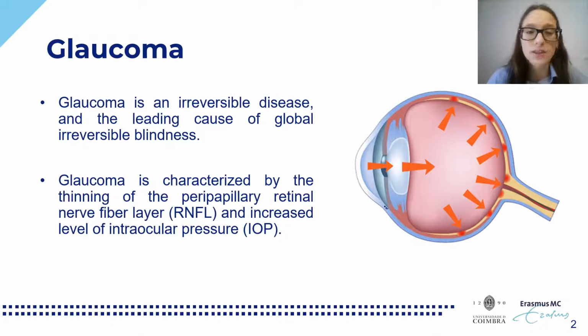The main characteristics of glaucoma are the thinning of the peripapillary retinal nerve fiber layer and the increase of intraocular pressure that is also linked to a retinal ganglion cell loss. So nowadays clinicians rely mainly on the retinal nerve fiber layer thickness and visual fields to identify glaucoma. A big concern of glaucoma is that patients don't normally show any symptoms until a very late stage of the disease. So sometimes when it is diagnosed, there is already vision loss that could have been prevented if it was diagnosed earlier.